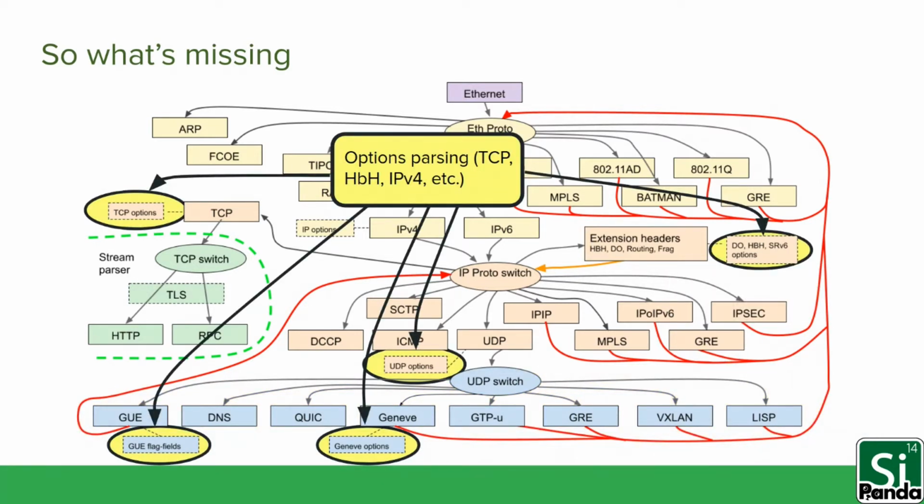Another thing that's obviously missing is the ability to process and parse options, such as TLVs. TLVs are very predominant in TCP. They're also used in some encapsulations. They're becoming more integral into IPv6 and destination options and hop-by-hop options. And there's also a proposal in the IETF for UDP options. Unfortunately, flow dissector doesn't process these.